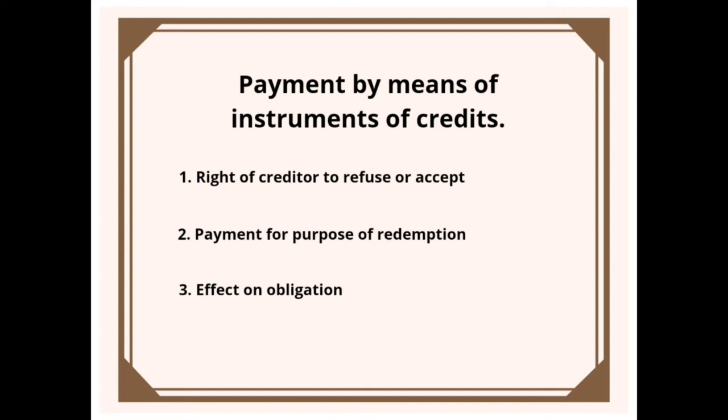Next, number 2, payment for purpose of redemption. A redemption of property sold under execution is not rendered invalid by reason of the fact that the payment to the sheriff for the purpose of redemption was made by means of a check for the amount due. Last, number 3, effect on obligation. Under dito, payments by means of mercantile documents do not extinguish the obligation until they have been cashed or unless they have been impaired through the fault of the creditor.